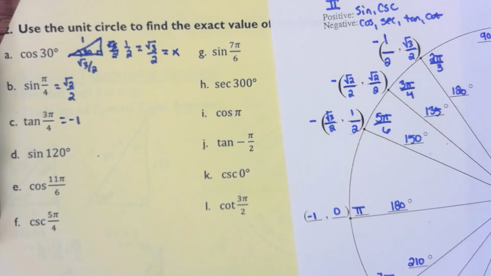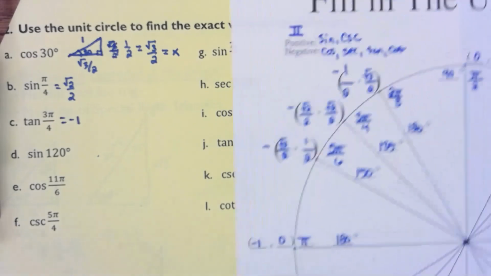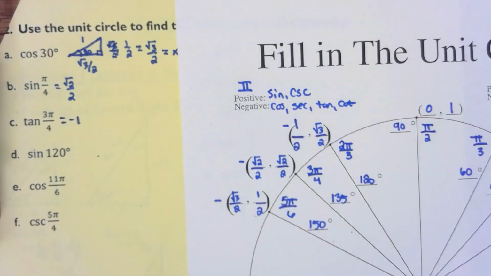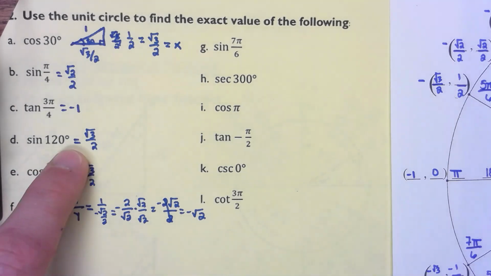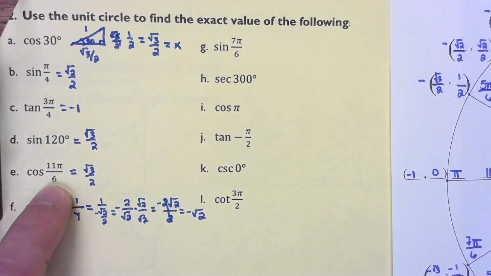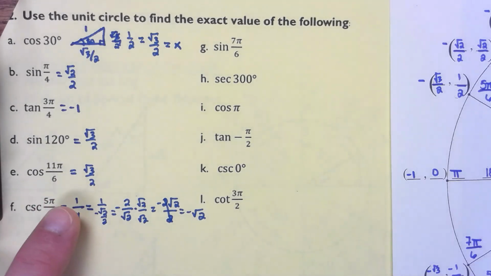We all seeing where these come from? Why don't you just, for your own practice, do D, E, and F, and we'll close it out there. Take a minute to do D. So for those last values, what did we leave off on? D, that's root 3 over 2. E is another, again, root 3 over 2.